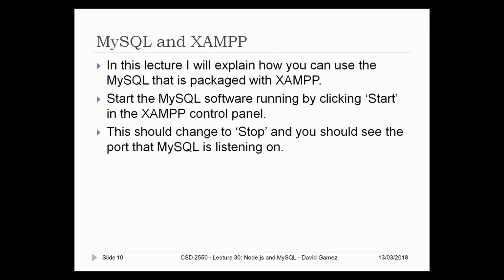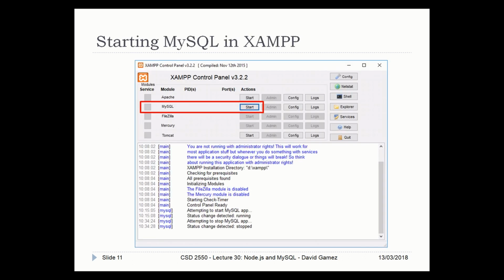It doesn't matter whether you're using Node, or PHP on XAMPP, or PHP using the independent PHP server. As long as there's a driver that enables the software you're running for your web server, it should be able to talk to MySQL on that particular port. It's using a network connection. Within XAMPP, we start MySQL running by clicking Start in the XAMPP control panel. You'll see that change to Stop, just as when you're running Apache, and you should see the port MySQL is listening on.